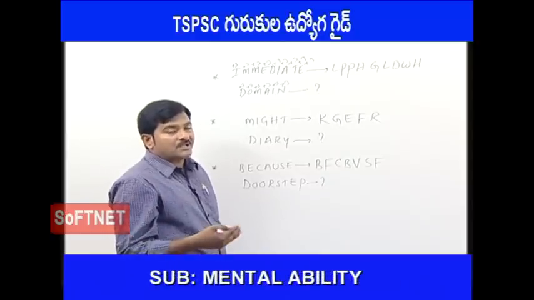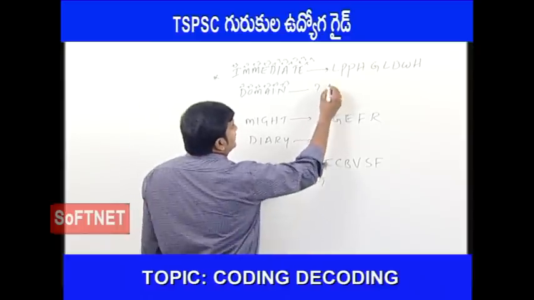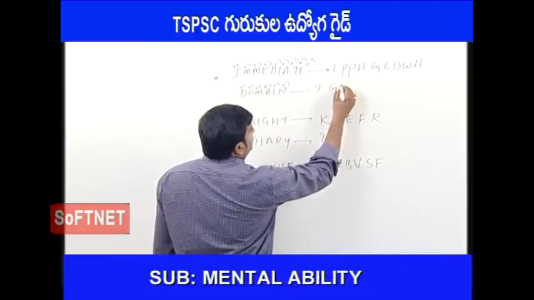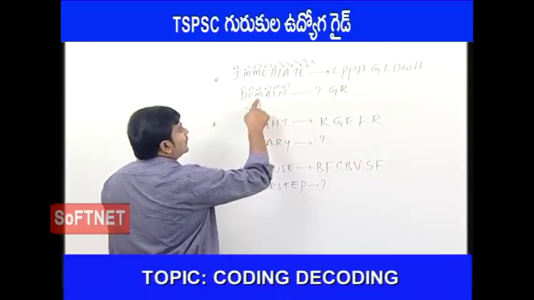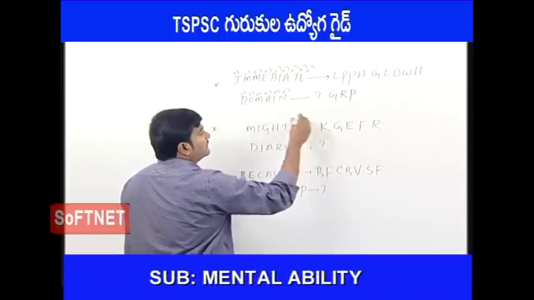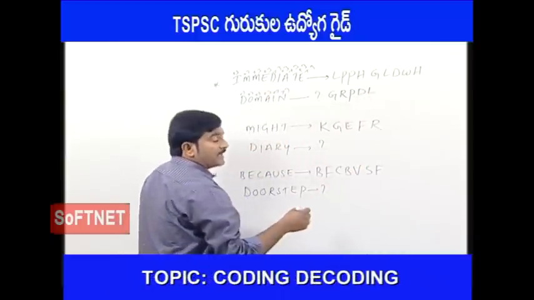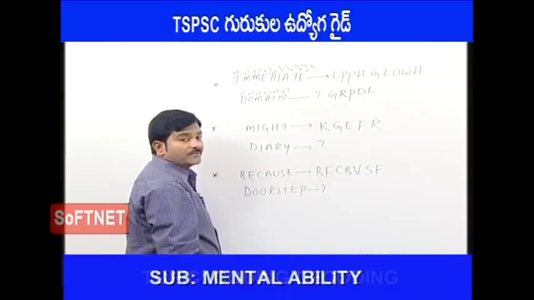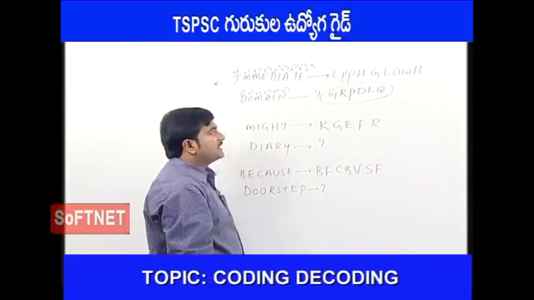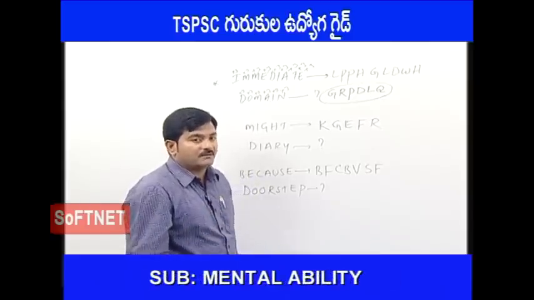D means 4, and adding 3 to this 4, 4 + 3 means 7. In alphabets, the 7th letter is G. Similarly, O means 15, 15 + 3 is 18, the 18th one is R. Similarly, M means 13, 13 + 3 is 16, the 16th one is P. A means 1, 1 plus 3 means 4, the fourth one is D. I means 9, 9 plus 3 is 12, the 12th letter is L. Similarly, N means 14, 14 plus 3 means 17, the 17th letter is Q. Hence, the code for the given word is GRPDLQ. That code is obtained by adding plus 3 to every letter in that word.